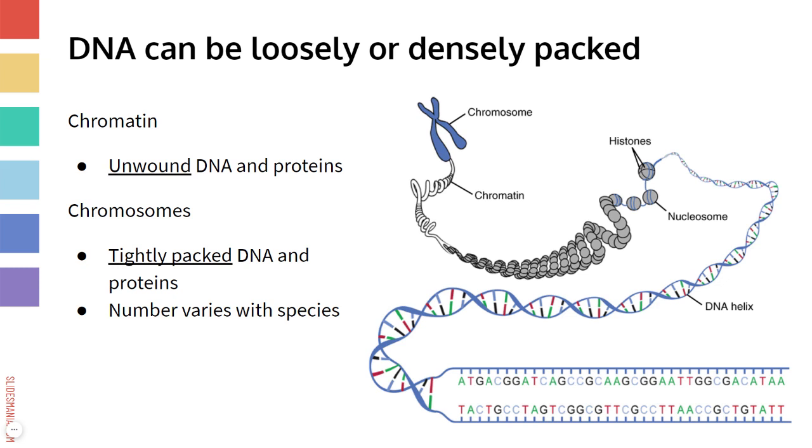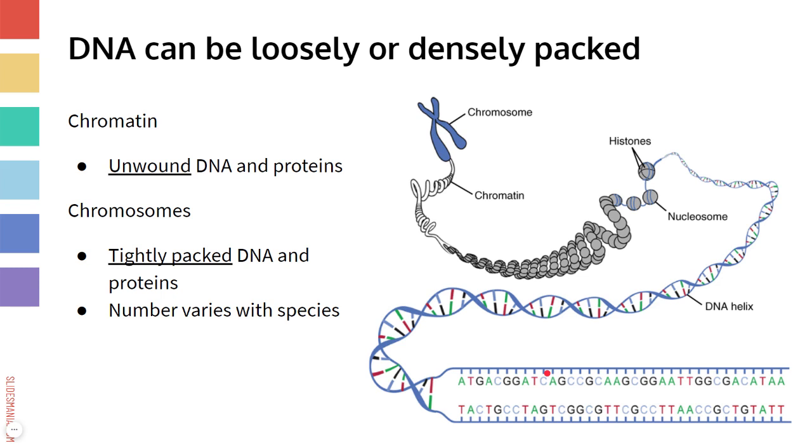Like if you want to put on a certain t shirt, then you're not going to want to have each and every t shirt that you own packed up into a tiny little suitcase. That's not super practical. So when the cell needs to access its DNA, when it needs to use those instructions that are in the DNA, it's going to have it more unwound in this chromatin form, which is more open.